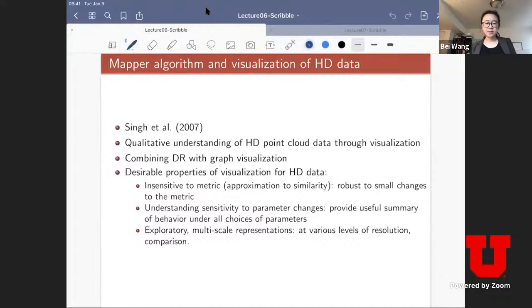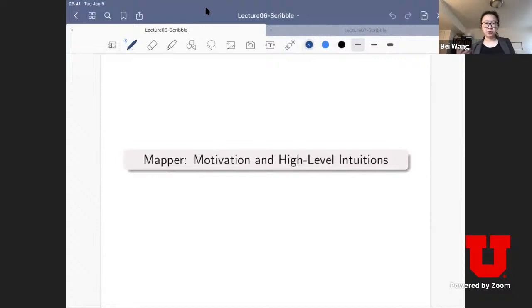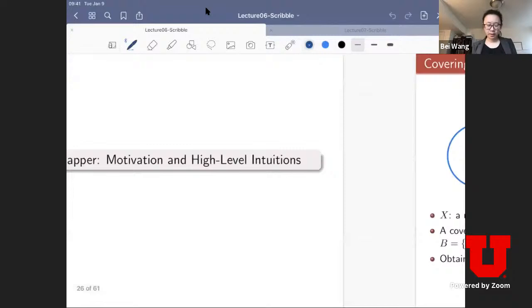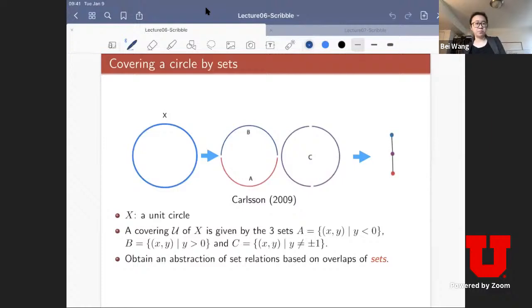And so today we're going to talk about motivation, high level intuition, but then we're going to dive into the mathematical definition of the mapper construction. So let's start with the simplest example. Of course, this example is much simpler than the example I showed before in terms of the activation vector from a neural network. Here, my data is just a circle, okay?